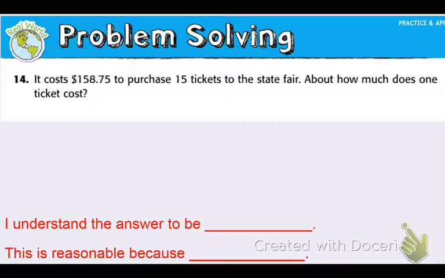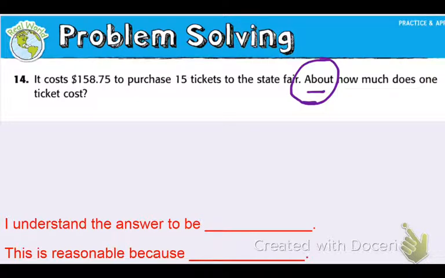Now remember, Bobcats, the reason why we're learning this skill today is you're going to use it in real life. So let's look at some problem solving. It costs $158.75 to purchase 15 tickets to the state fair. About how much does one ticket cost? So we're looking for what is it close to.